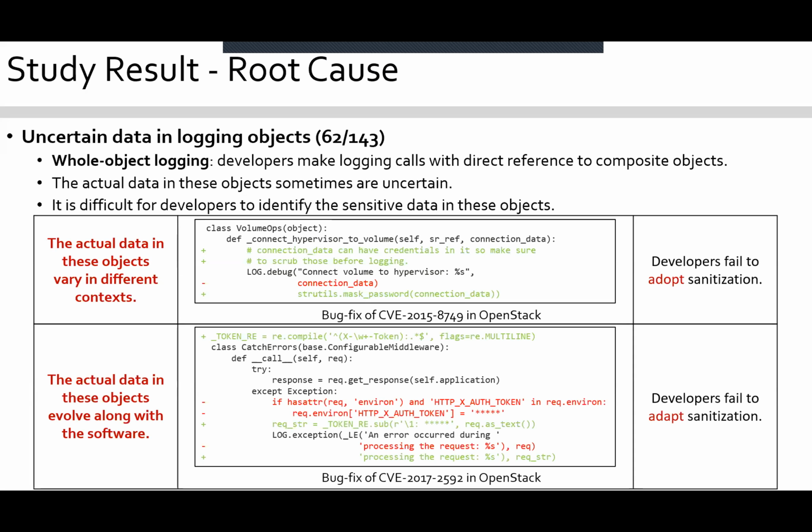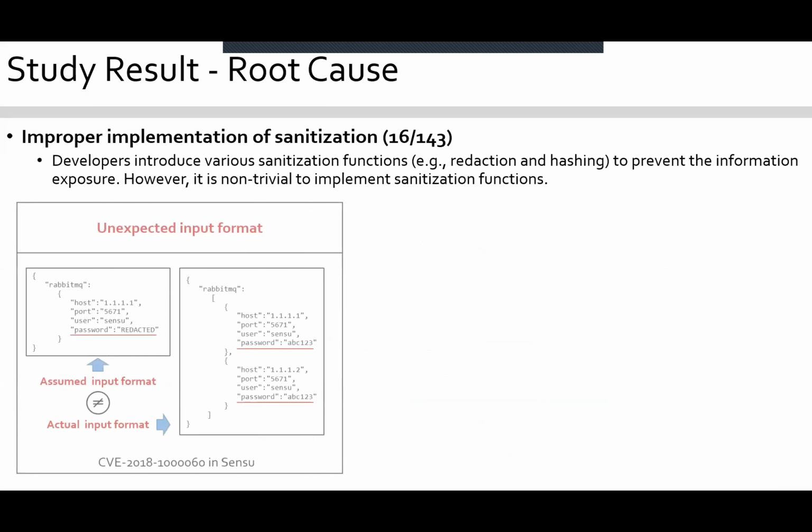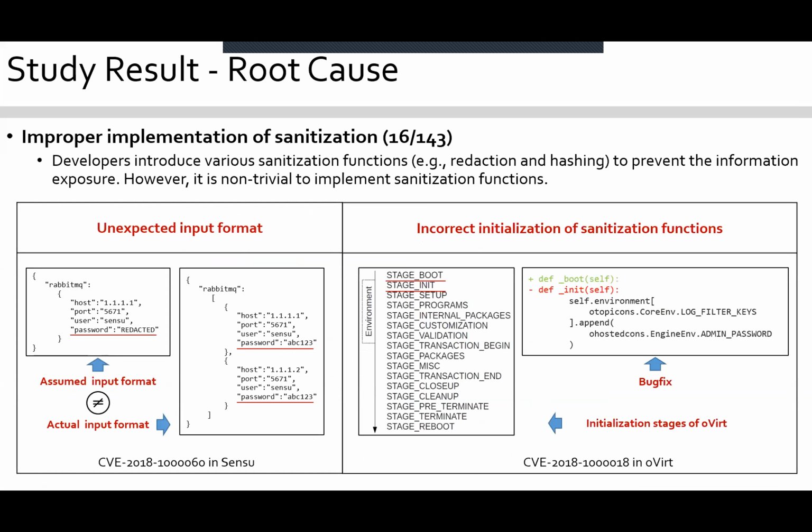Another important root cause is the improper implementation of sanitization. Developers have introduced various sanitization functions, such as redaction and hashing, to prevent the information exposure. However, it is not trivial to implement sanitization functions. On the one hand, the developers sometimes make incorrect assumptions on the input format. On the other hand, the sanitization functions sometimes are incorrectly initialized.